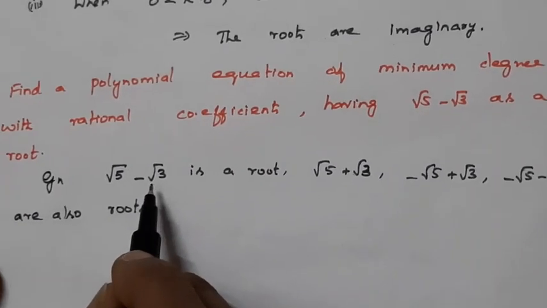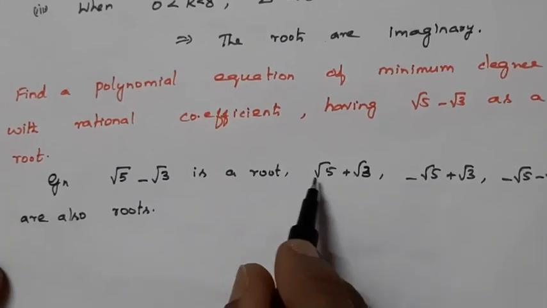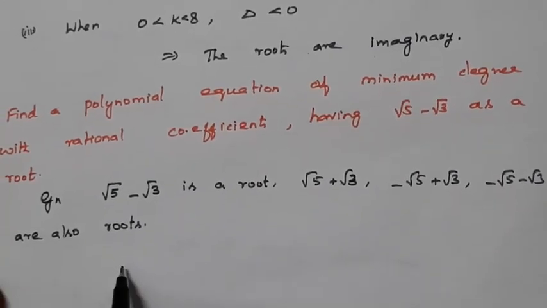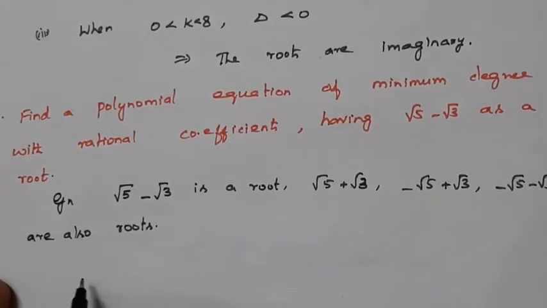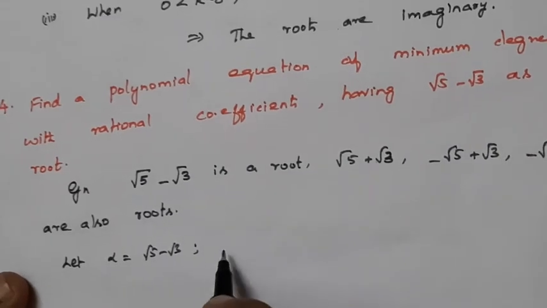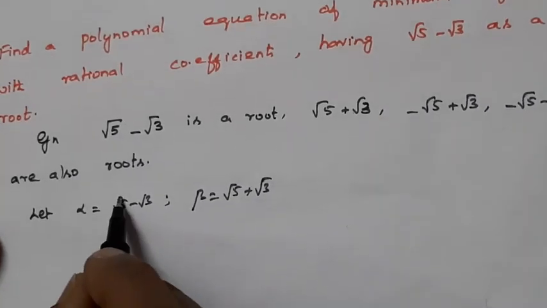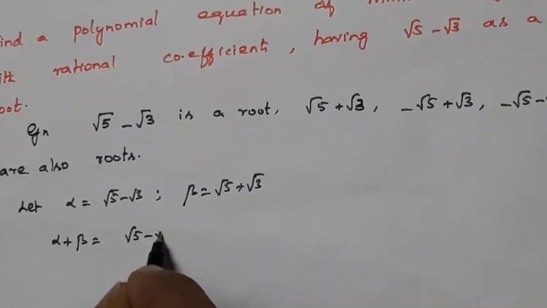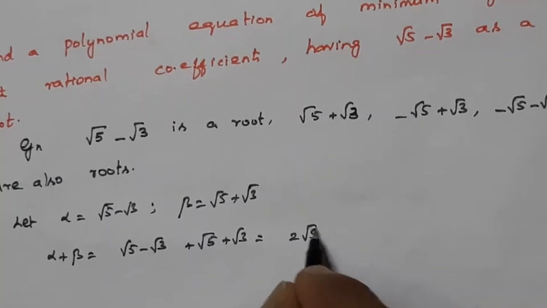So to get the factor using these two roots, instead of taking x minus root 5 minus root 3 and x minus root 5 plus root 3 and multiplying, we can use Vieta's formula, that is the sum of the roots and the product of the roots. Using that let us find out the factor. Okay. So let us take alpha to be root 5 minus root 3 and beta to be root 5 plus root 3, naming the roots for convenience. So alpha plus beta will be equal to root 5 minus root 3 plus root 5 plus root 3, that is equal to 2 root 5.